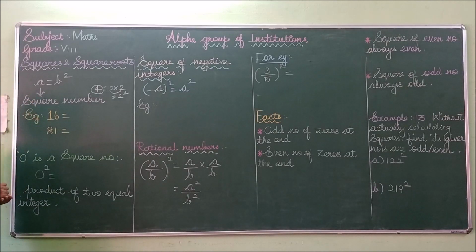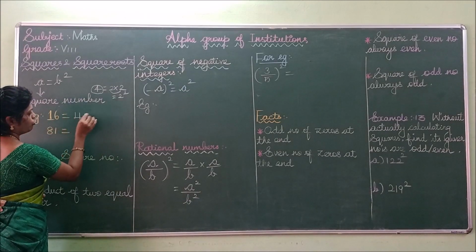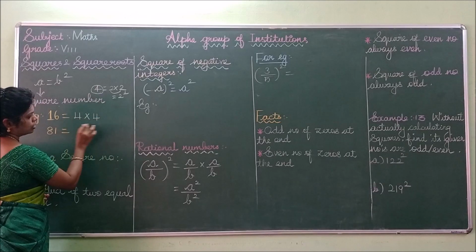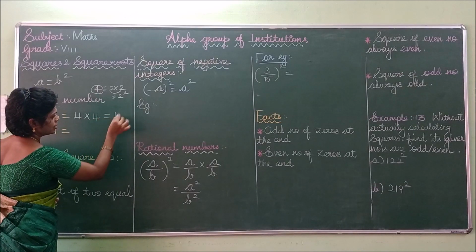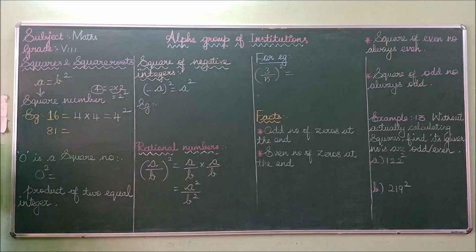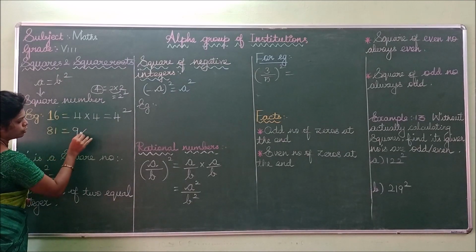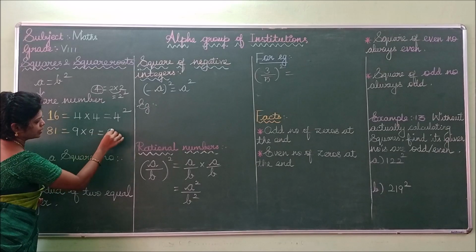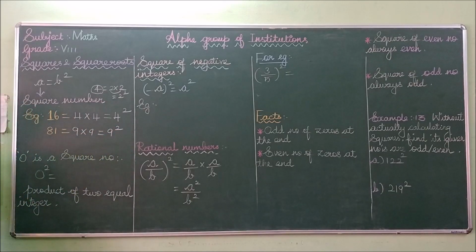So look at this example, 16. How can you write 16? 16 can be written as 4 into 4. So this 4 into 4 is again written as 4 square. Then 81: 9 into 9, very good. 9 into 9 can be represented as 9 squared.